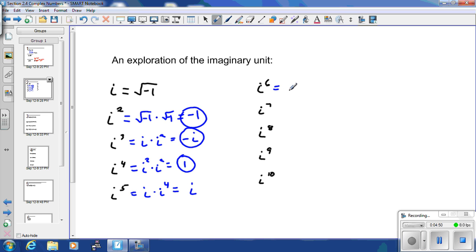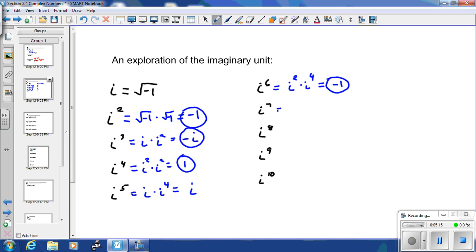i to the sixth power. We can think about that a bunch of different ways, but let's see. One way might be to say, well, that's i squared times i to the fourth. And we know that i squared is negative 1, and i to the fourth is positive 1, so when I multiply that, I get negative 1.